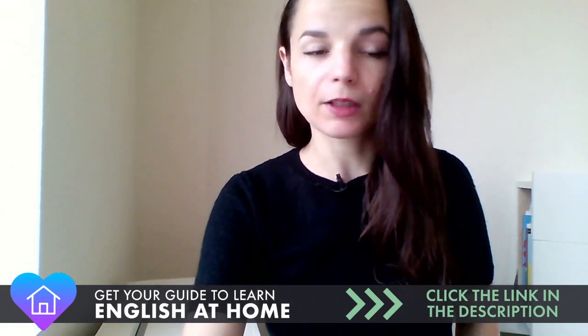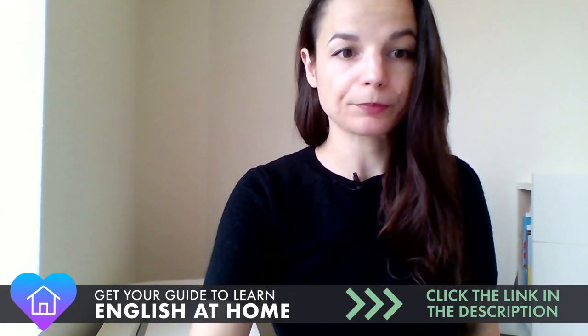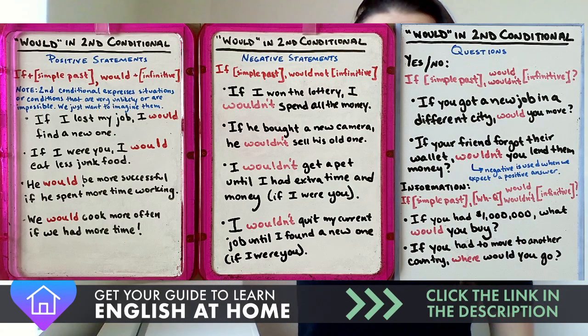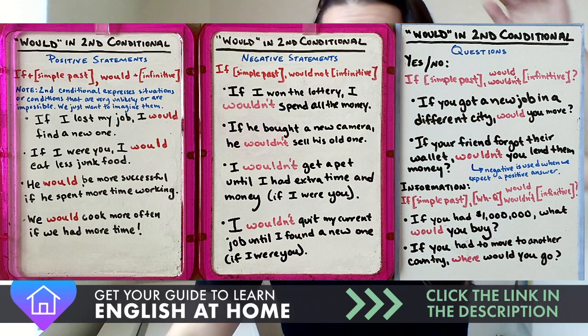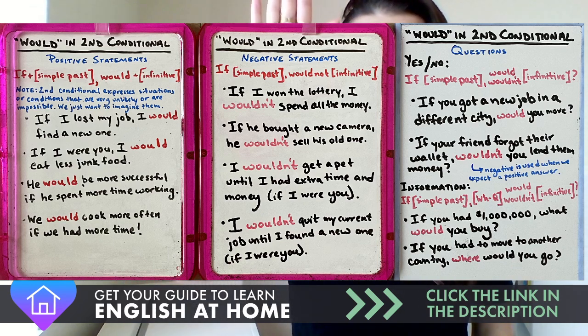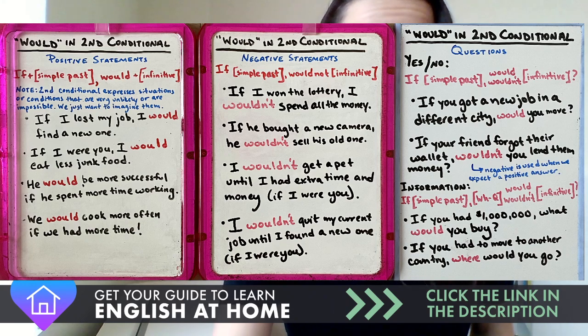Okay, let's go to today's lesson boards. This is what we are going to practice today. First, I'm going to talk about using would in positive statements. Then I'm going to talk about using it in negative statements. And finally, we're going to practice making questions, yes or no questions, and information questions.